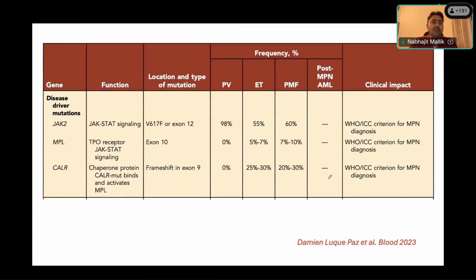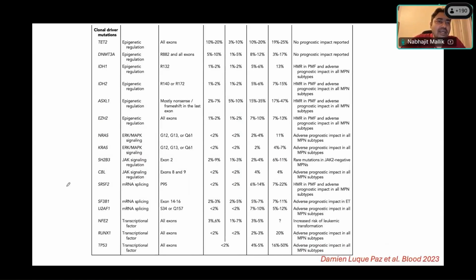So the driver mutations in MPNs are JAK2, MPL, and CALR, right? JAK2 is present in nearly 98% of all polycythemia vera, a major mutation there, whereas it's present in around 55 to 60% of PMF and ET. CALR is the next most common mutation seen in both PMF and ET, and MPL is the third. So these are the three main mutations in non-CML MPNs. And then we have other clonal driver mutations, which are seen in various other myeloid neoplasms as well.